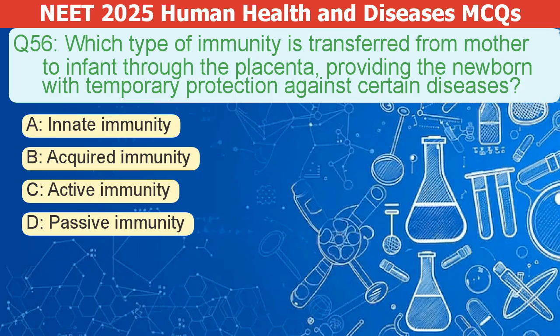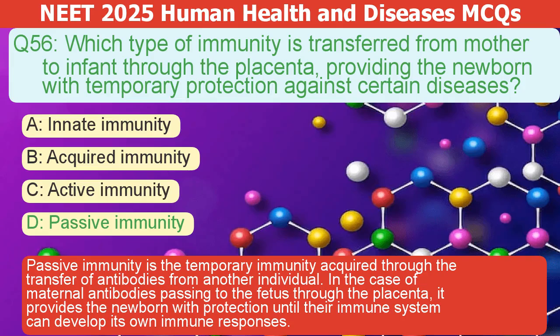Which type of immunity is transferred from mother to infant through the placenta, providing the newborn with temporary protection against certain diseases? A. Innate immunity. B. Acquired immunity. C. Active immunity. D. Passive immunity. The correct answer is D. Passive immunity is the temporary immunity acquired by getting antibodies from someone else. For example, maternal antibodies passing to a fetus through the placenta protect the newborn until its own immune system develops.